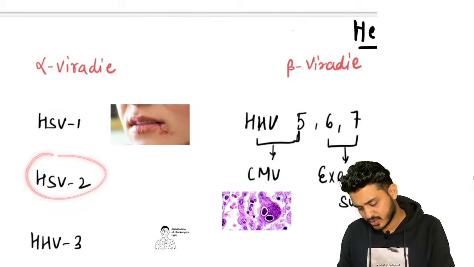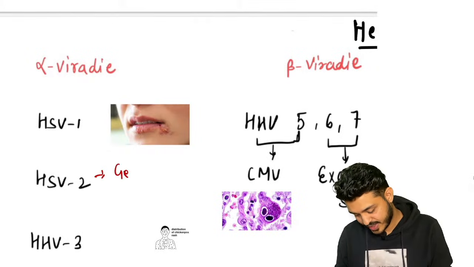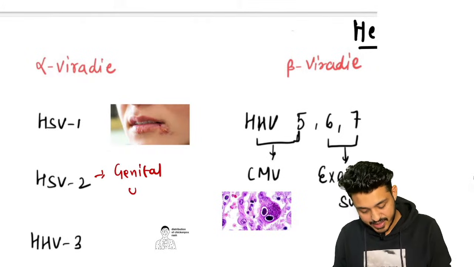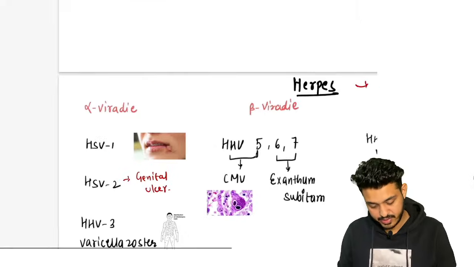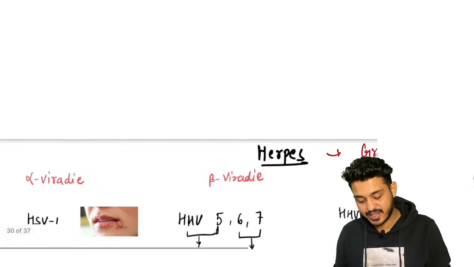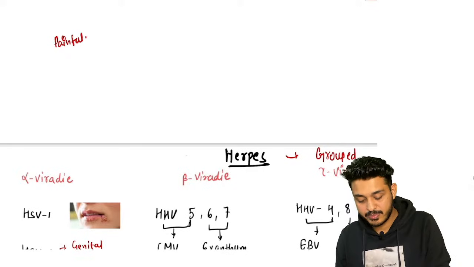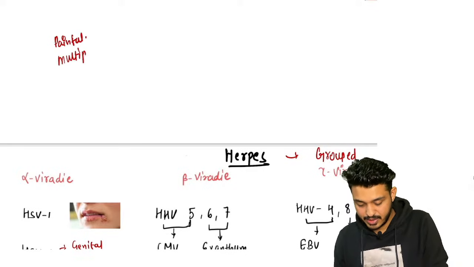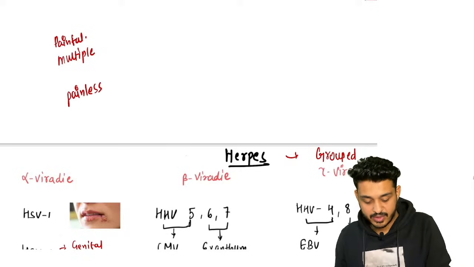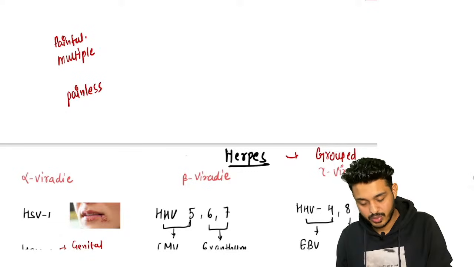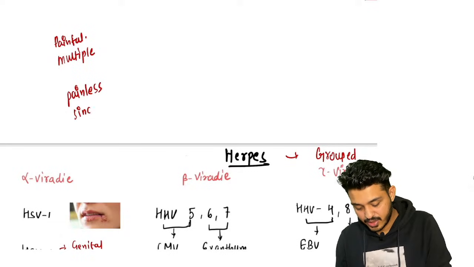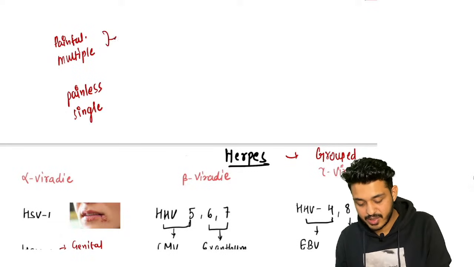HSV2 is going to cause what kind of ulcers? This is going to be your genital ulcer, beta. Genital ulcer, we have summarized 5 types of genital ulcer. Two of them are going to be painful and multiple, whereas painless are going to be what? Exam is near, try to summarize. Painless are going to be 2. They are going to be single. Try to answer what are the single ulcers, what are painful and multiple.